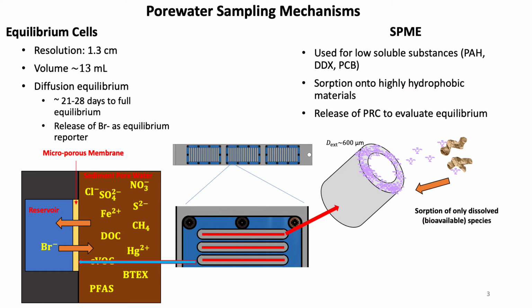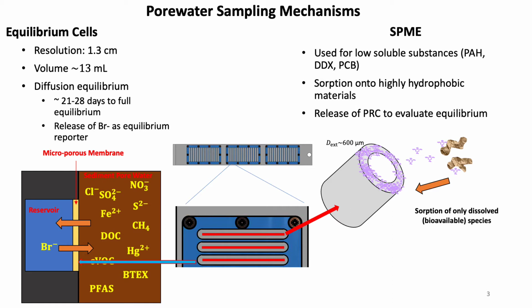So to explain a little bit more how the devices are able to acquire samples in order to evaluate pore water constituents, this slide goes into more detail on 2 different aspects of the samplers: the equilibrium cells and the SPME fibers. So the equilibrium cells are essentially a reservoir of water that is separated from the pore water by a microporous membrane. This membrane can be made of a number of different materials: nylon, polysulfone, stainless steel, depending on the application of interest.